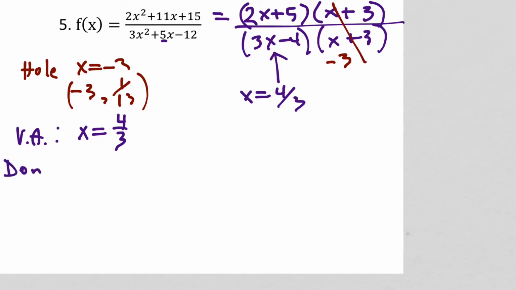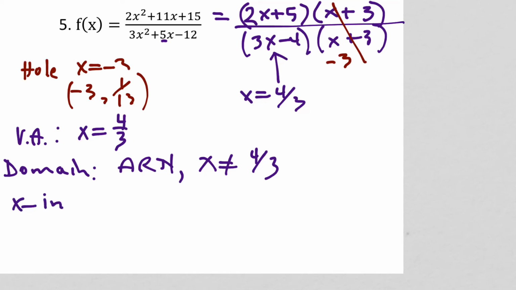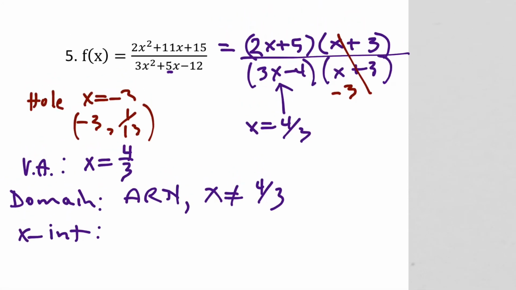So the domain will be then all real numbers, except x cannot be 4/3 because it causes a 0 in the denominator. Okay, so the last thing is our x-intercepts, which we get from the numerator. Once again, the hole is now canceled, so the other factor is going to give you your x-intercept here. So x is equal to negative 5/2 will cause that factor to go to 0, so you have an x-intercept at the point (negative 5/2, 0).